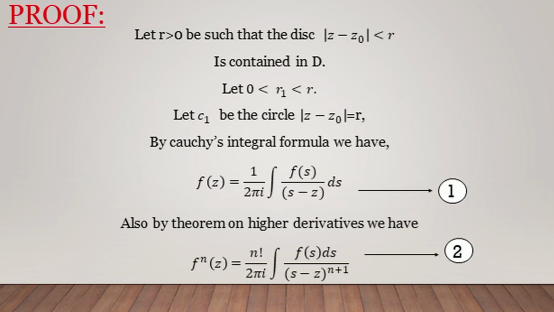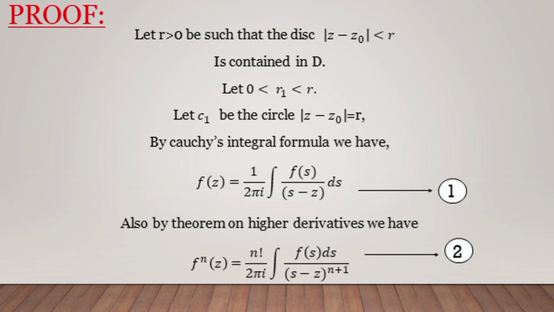Now let us see the proof one by one. Now let us consider a circle. In that circle, let r greater than 0 be such that the disk, modulus of z minus z0 less than r, is contained in D. So now let us take an r1 which is 0 less than r1 less than r. Let us name the circle as C1. So let C1 be the circle such that modulus z minus z0 equal to r1.